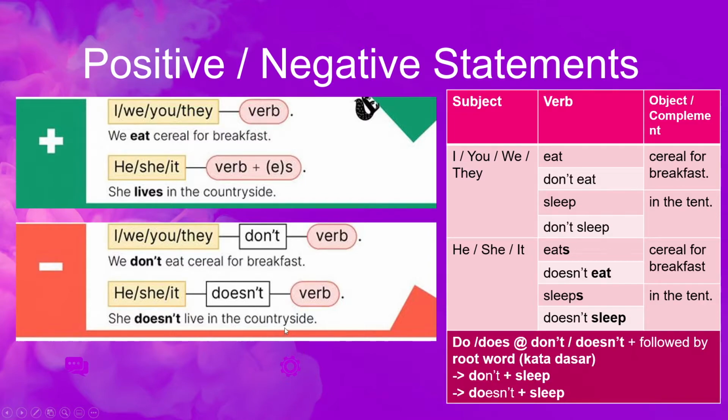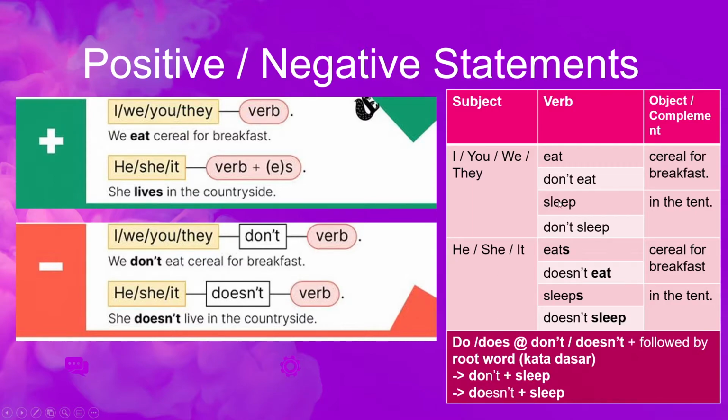So the trick here is you need to remember the do auxiliary. Bila jumpa perkataan do ataupun did, the verb after do, does, or did has to be in root word, kembali kepada kata dasar, ejaan asal, without s, without ed, without ing. Past tense tak boleh, ing tak boleh, apa pun tak boleh, kata dasar. We only change the do in front into don't or doesn't ataupun did or didn't.